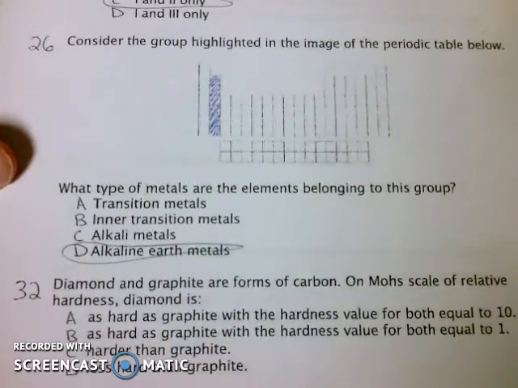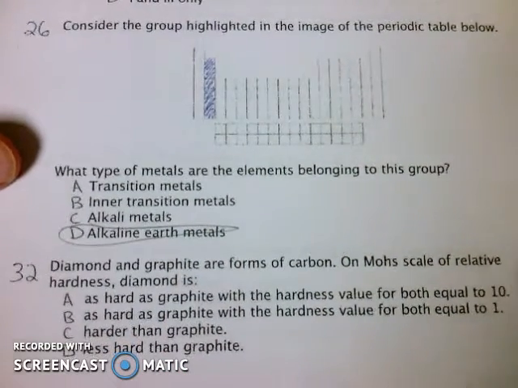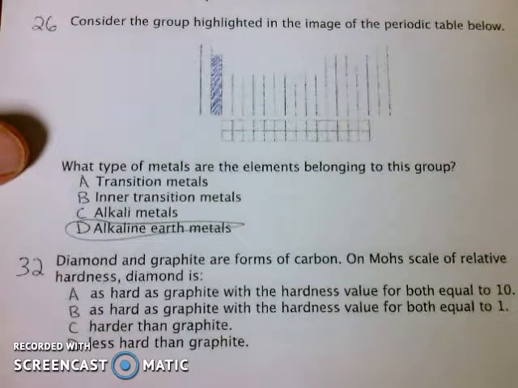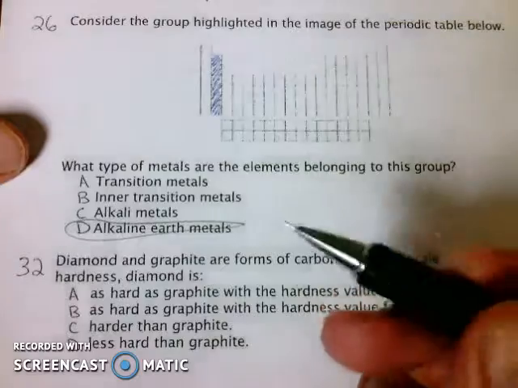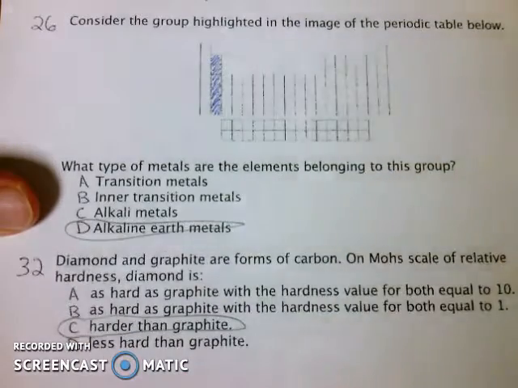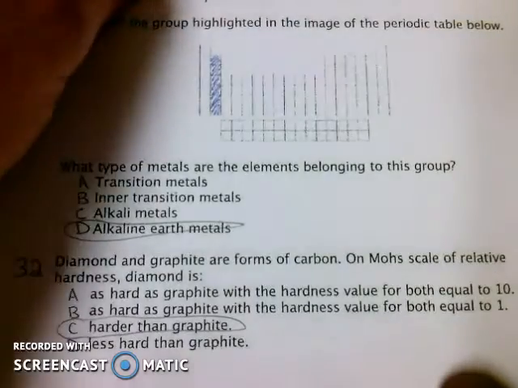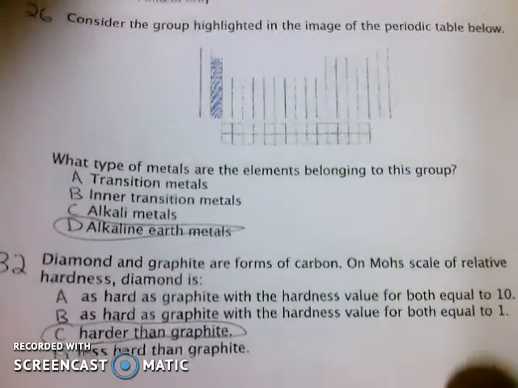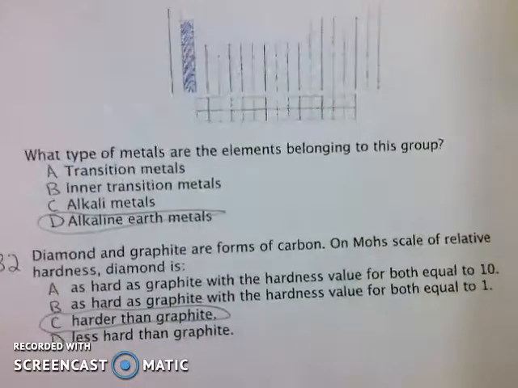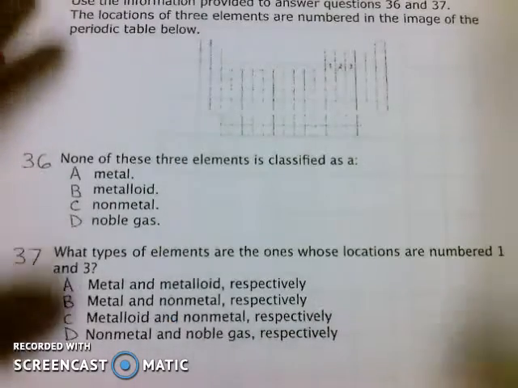Diamond and graphite are forms of carbon. On a Mohs scale of relative hardness, diamond is much harder than graphite. This is a graphite pencil. I can write with it. Diamond I can't write with. It's very hard. I might etch glass with it, but I can't write with it like I can this. Graphite's very soft. Diamond's very hard. These are allotropes of carbon, very common ones. That's day 3, part 1.